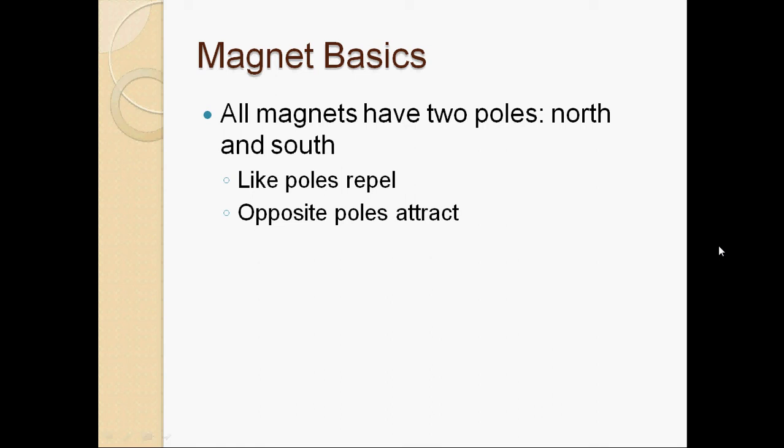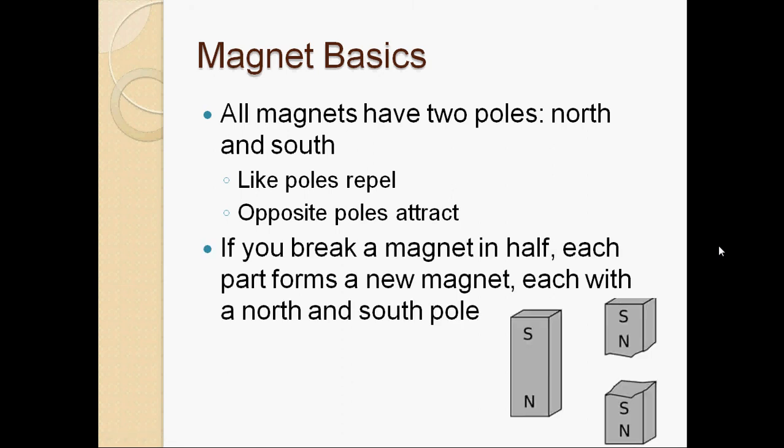Okay. Now, I am hoping you never did this as a child, but if you were to take a magnet and break it in half right down the middle, what you might expect then is that we would have one piece that's a north pole and one piece that's a south pole. But actually, as it turns out, it doesn't work that way. What we find is if we break a magnet in half, each part becomes a new magnet with both a north and a south pole.